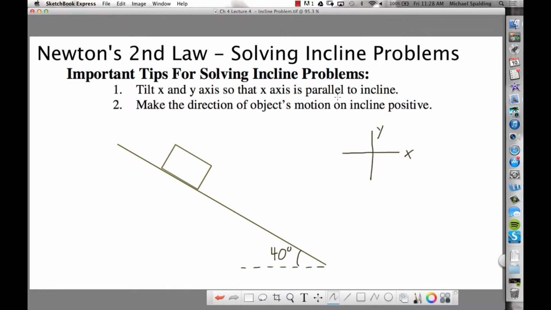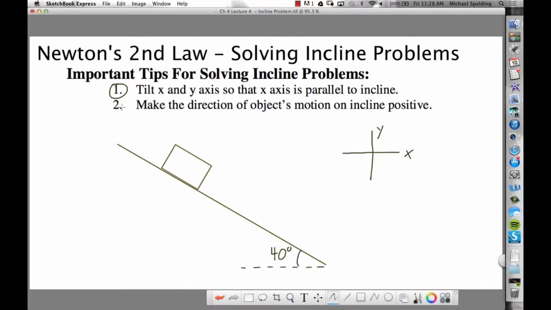So, solving problems where the object is on an incline. Now, you're going to be following the same 3 steps that you do for any force problem. You do free body diagram first, then you sum the forces, then you solve the algebra. Now there are 2 important tips, with the first tip being by far the more important one.